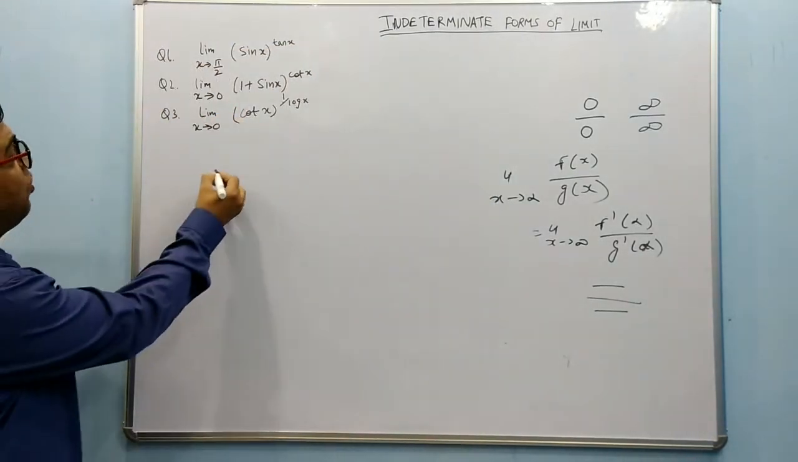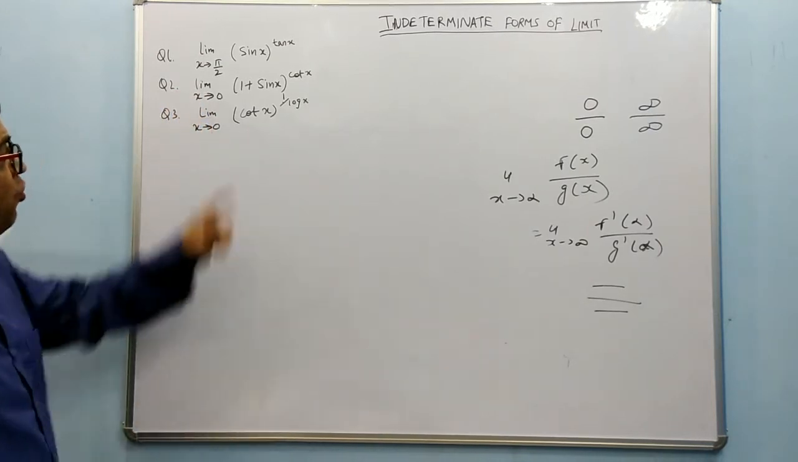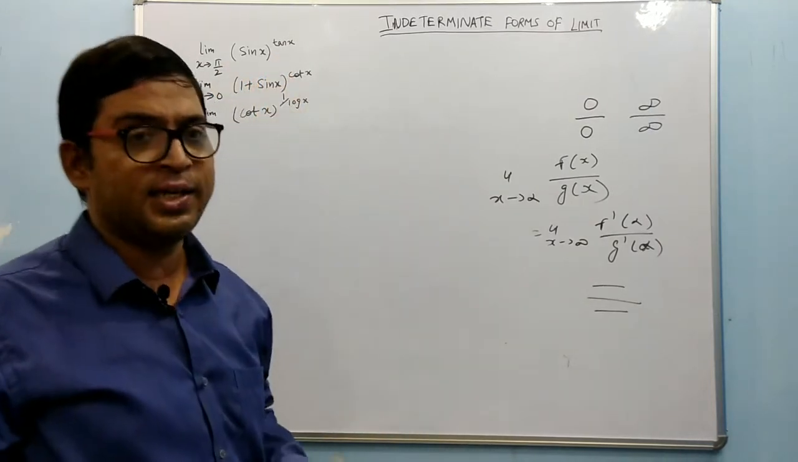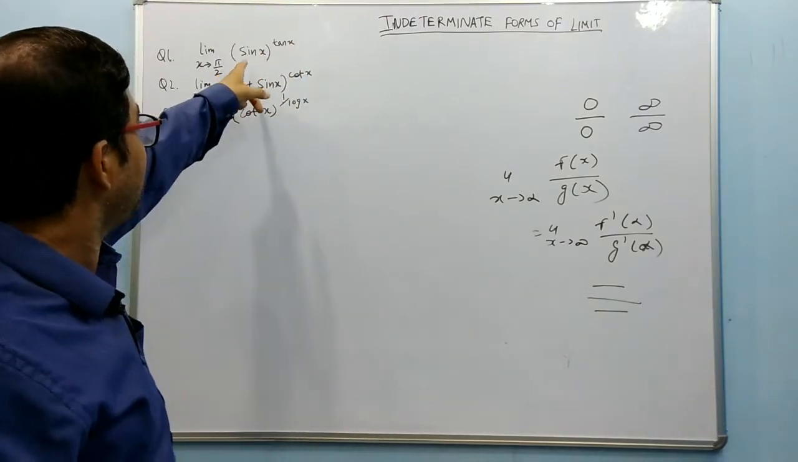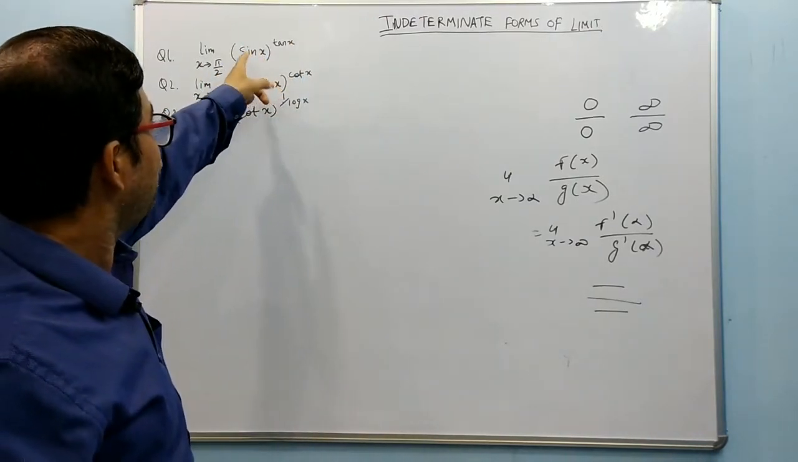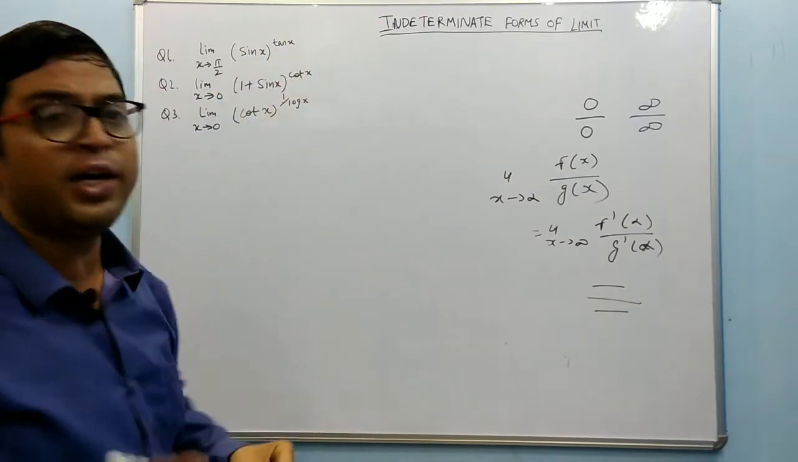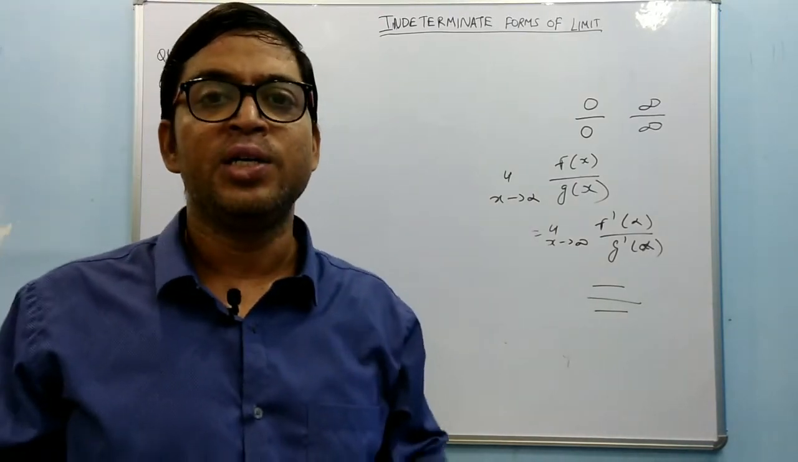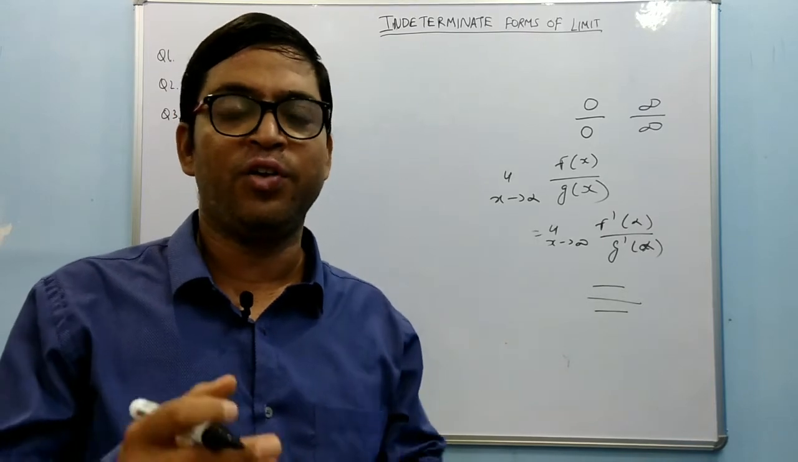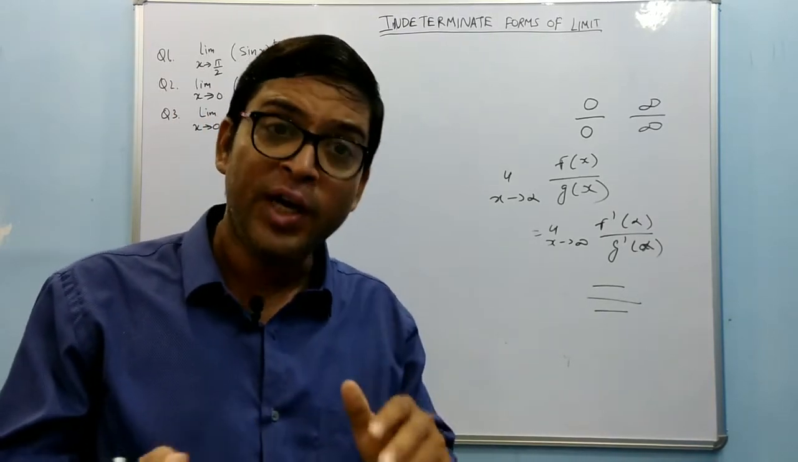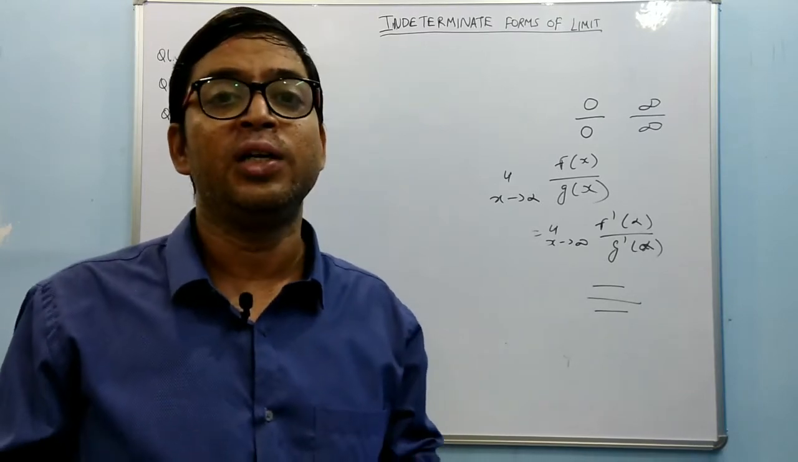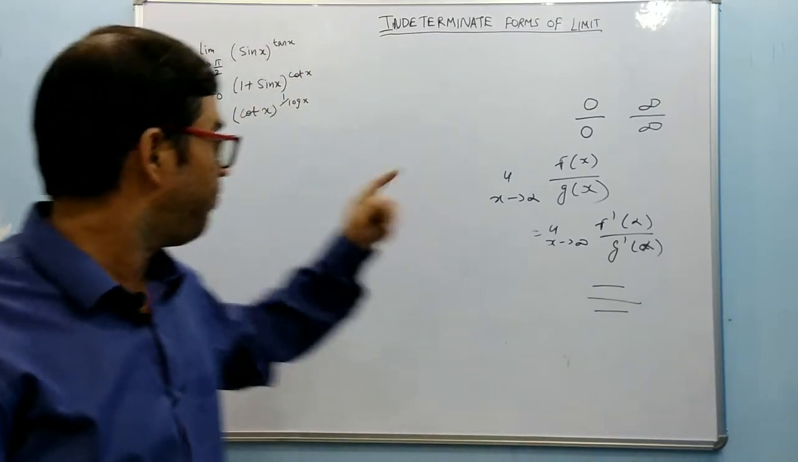First question, this is limit x tends to pi by 2 of sin x to the power tan x. It is an indeterminate form. If you just put x equal to pi by 2, this is sin pi by 2, that is 1, tan pi by 2 is infinity, so 1 to the power infinity. 0 to the power 0, infinity to the power 0, like these are indeterminate forms. We apply L'Hospital to get the values of these forms.